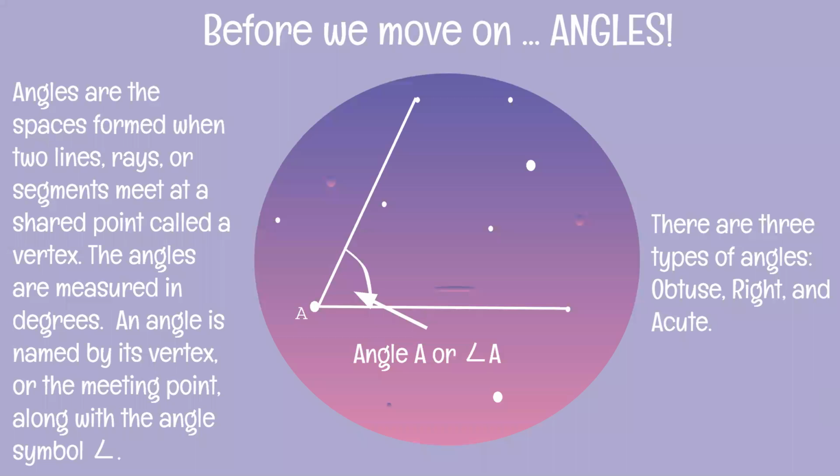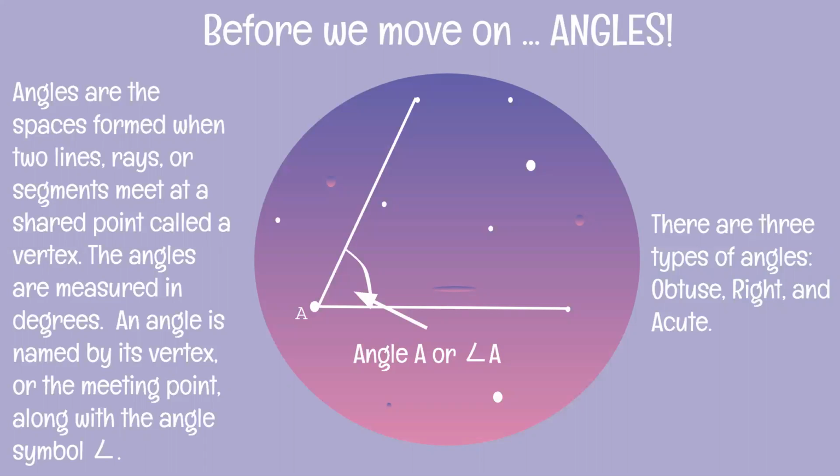Before we look at another type of lines called perpendicular lines, let's go over angles. Angles are basically the little spaces or corners that are created by two lines, rays, or segments when they cross and meet each other. The point where they touch is called a vertex. The vertex is important because that's how we name the angle. We would call this angle A and give it a little symbol in front that looks like a sideways V, like the less than sign.